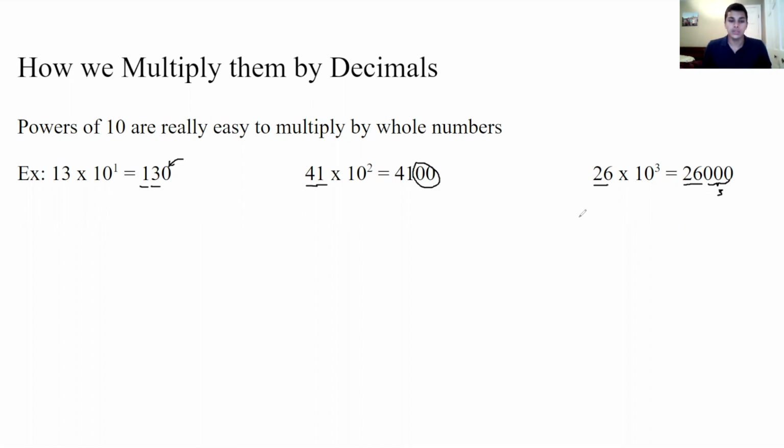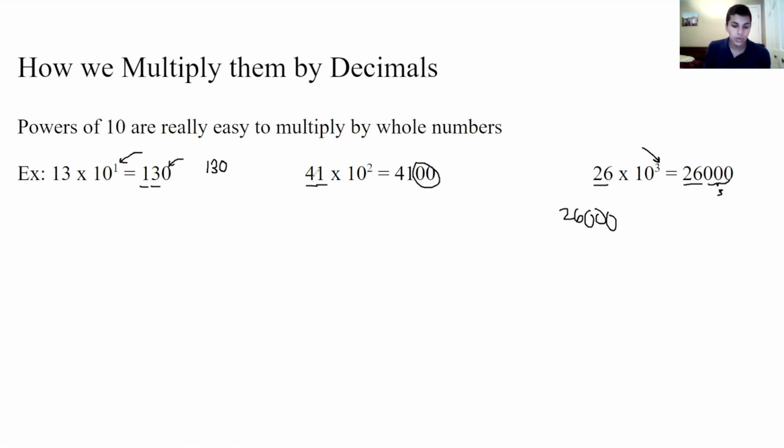So the way that this works is we add the amount of zeros as are in our exponent. So for 10 to the power of 1, the number in our exponent is 1. So this means we're going to add 1 zero. So 13 with a zero added to it is 130. For this example, 26 times 10 to the power of 3, we have a 3 in the exponent. So this means we're multiplying 10 by itself 3 times, 10 times 10 times 10. And that means we're going to add 3 zeros to the number we're multiplying it by. 26 with 3 zeros at the end is 26,000.